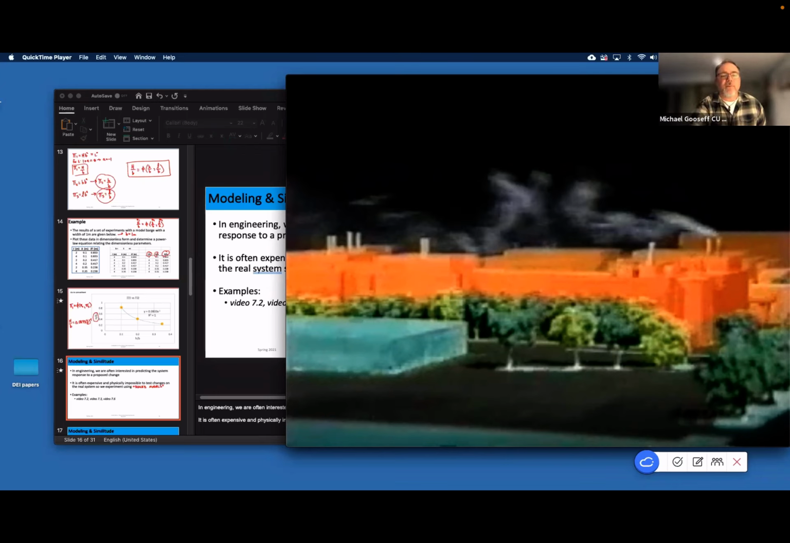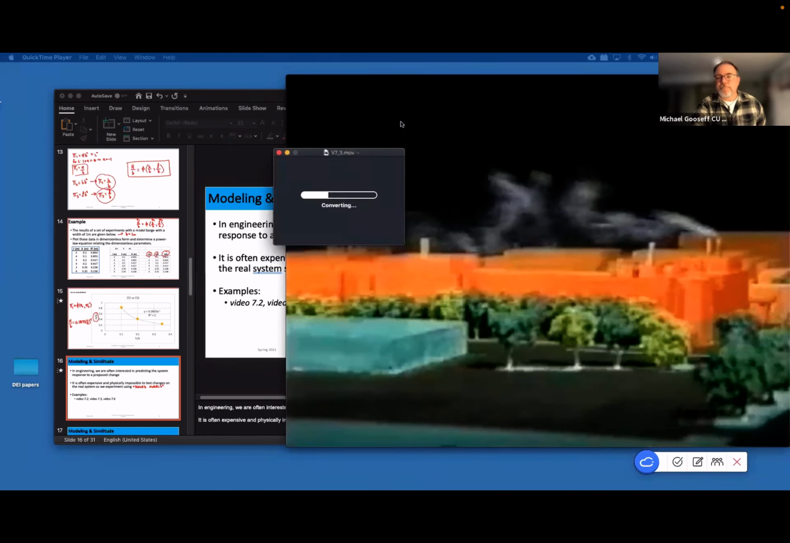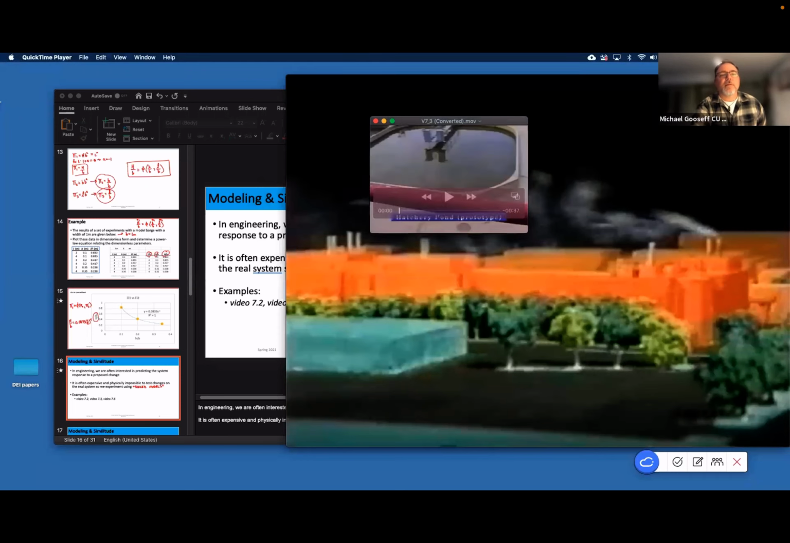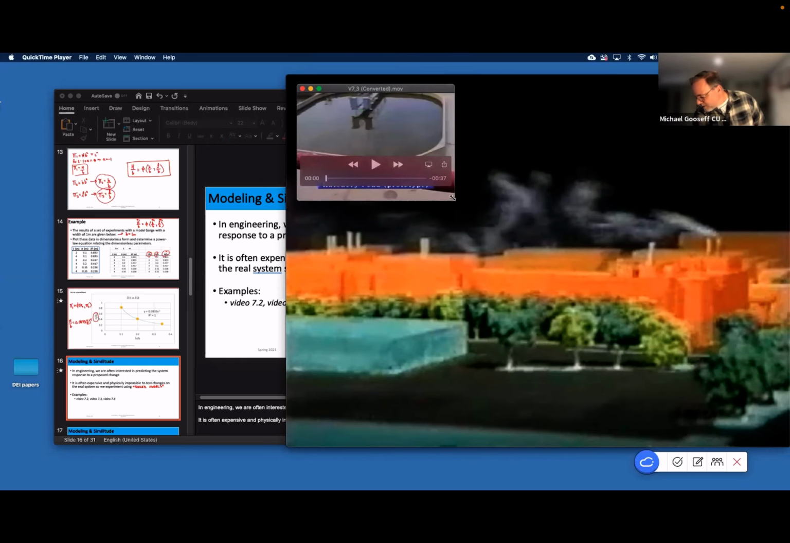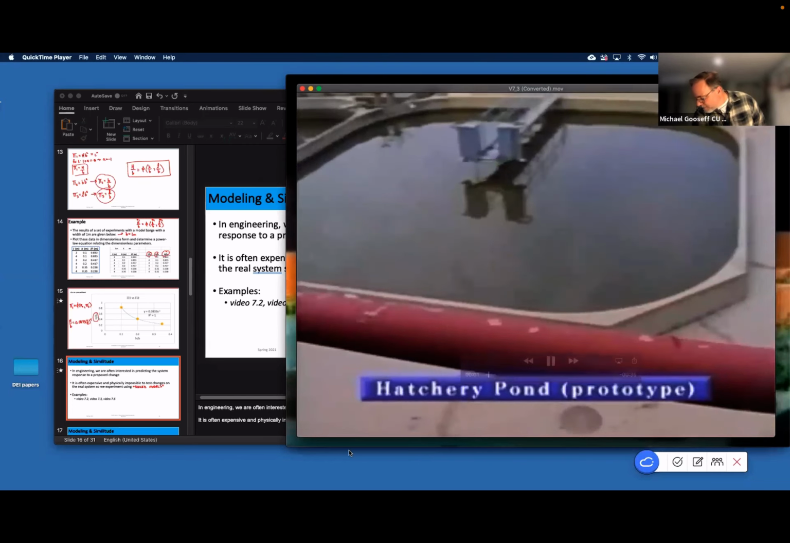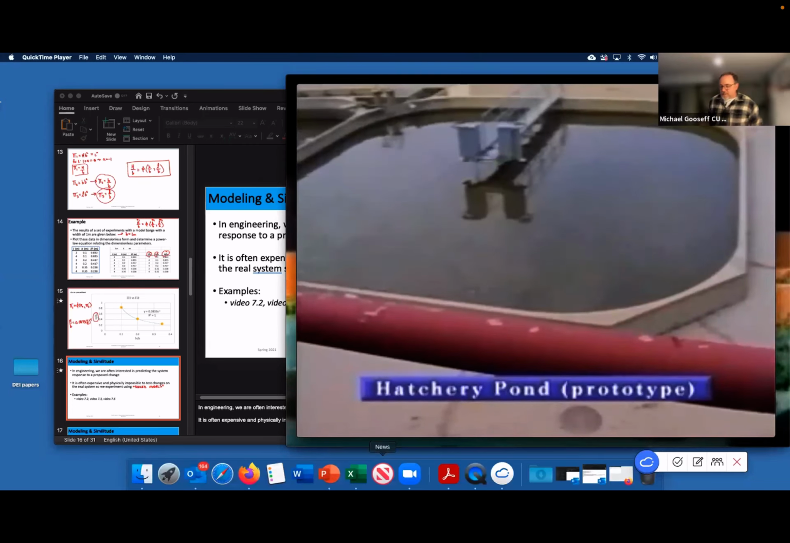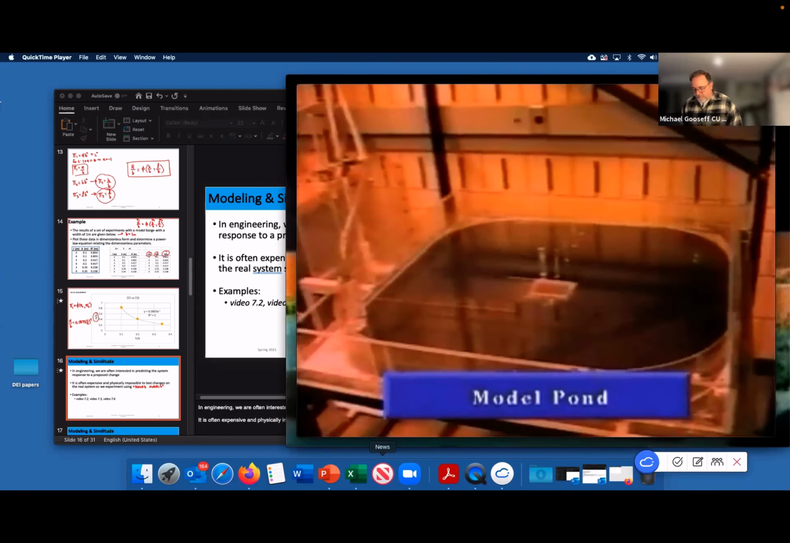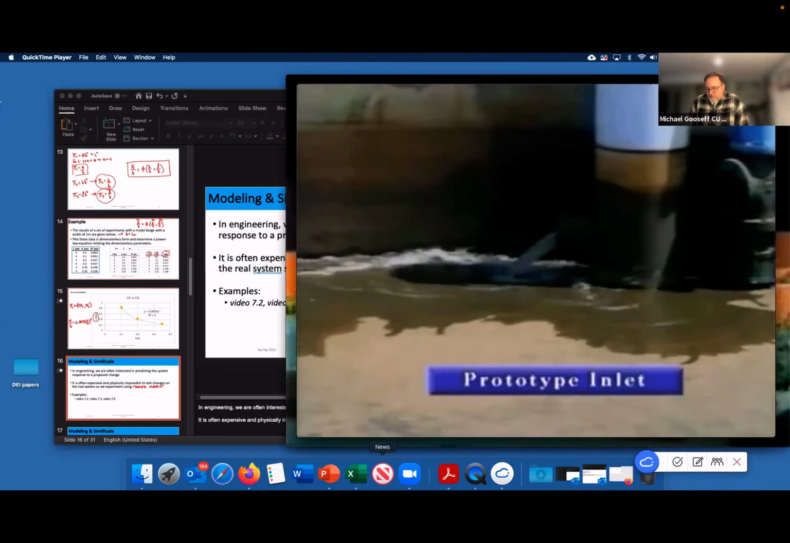Let me pull up 7.3. Okay, let's make this one big enough to see. This is a hatchery pond. So this is where we would rear fish for trying to introduce them back into the real world. This might be the model that's developed, right?